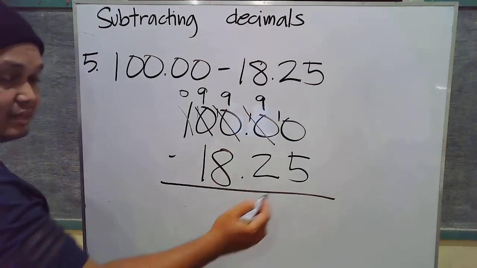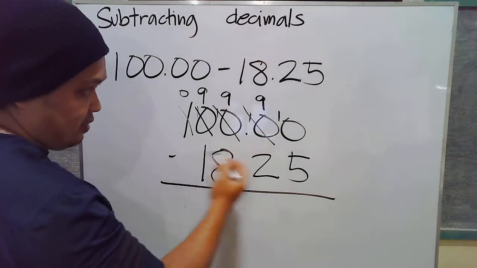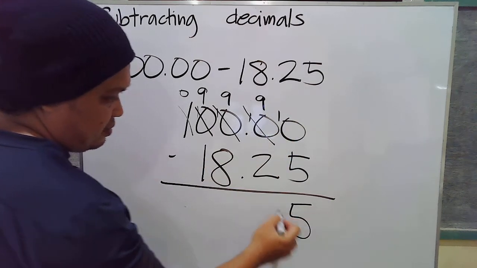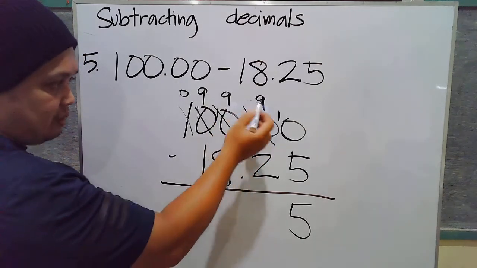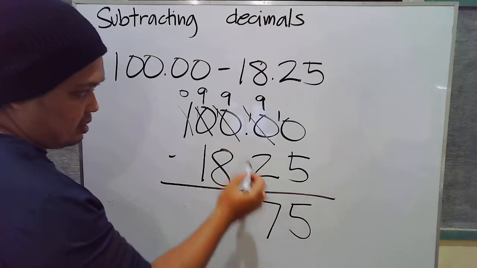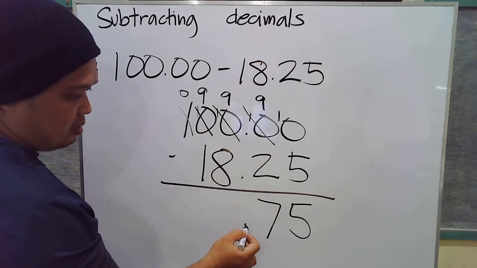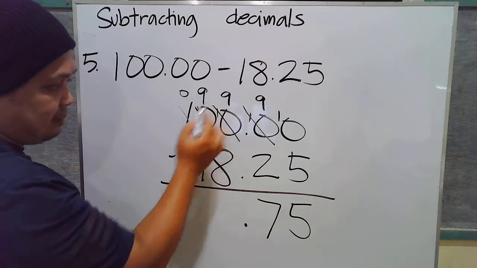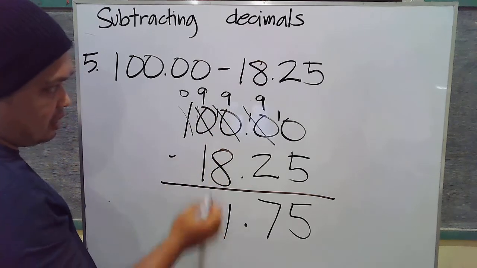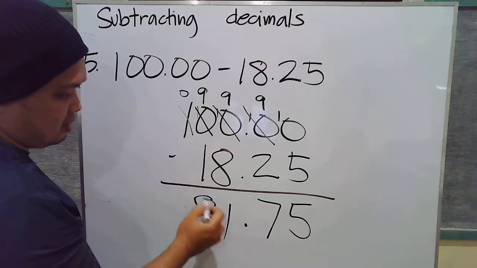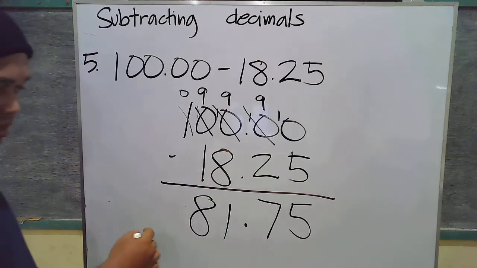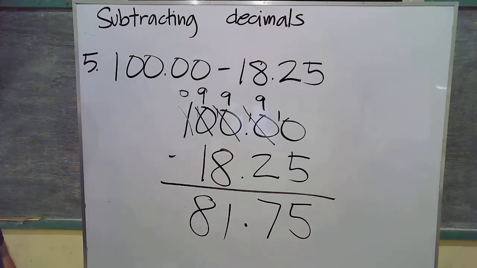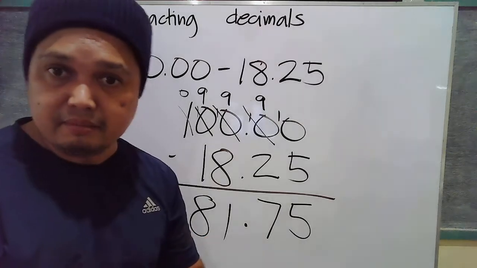So we can subtract now. Now 10 minus 5, that's 5. Next, these are no longer 0 but 9. So 9 minus 2, 7. Next, decimal point. Next, 9 minus 8, that's 1. 1 minus 1 is 0. So our final answer is 81.75.